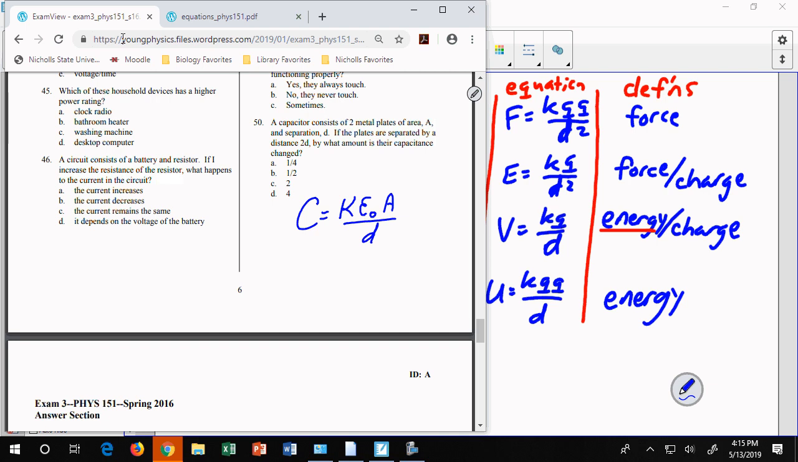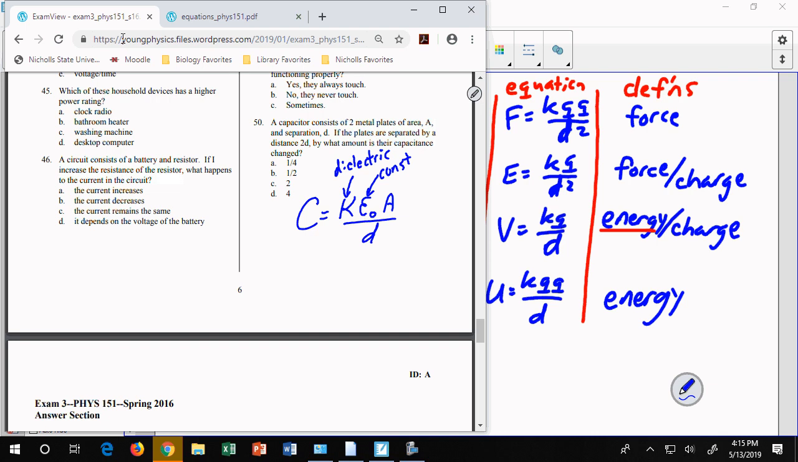Need to remember what these are, right? This is just a constant, so it doesn't even really matter. This is the dielectric. Remember, a capacitor is two metal plates, and if I put something like a piece of paper, a piece of glass, or wax in between the two plates, what does it do to the capacitance?